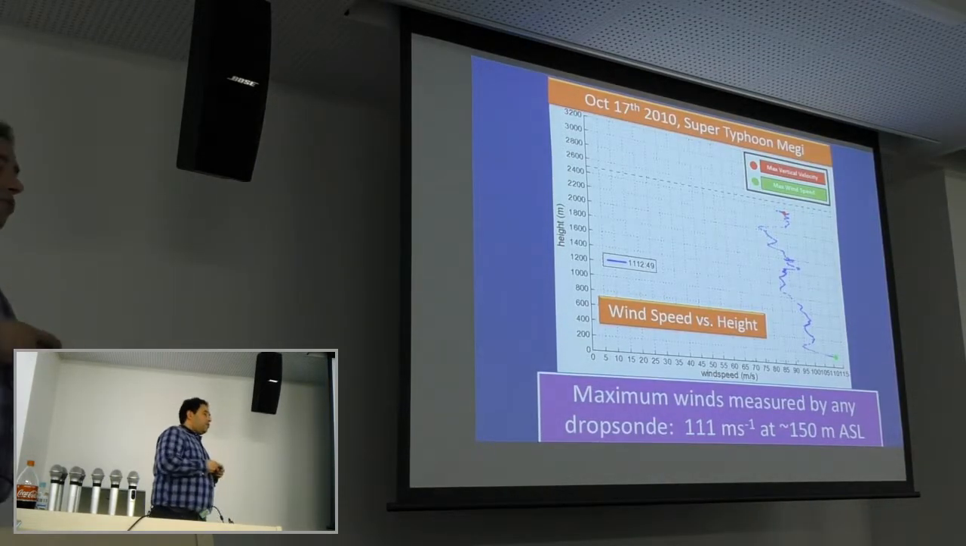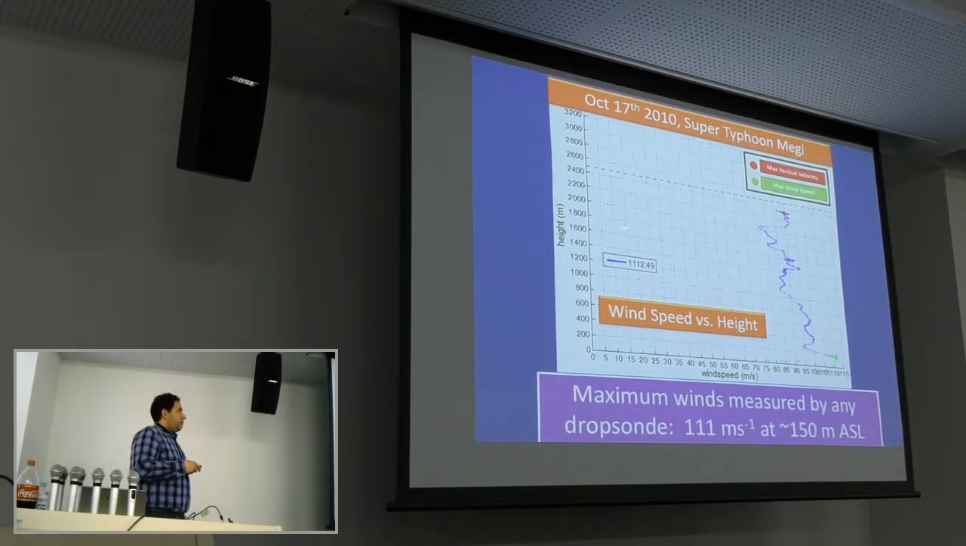This is the strongest wind speed ever sampled by a dropsonde, in Super Typhoon Megi in 2010 in the Western Pacific. There was a field campaign, and so there were dropsonde flights into Megi. And Megi has most of the strongest dropsonde-sampled winds that we've seen. I believe it had 6 dropsondes sampling greater than 100 meters per second.